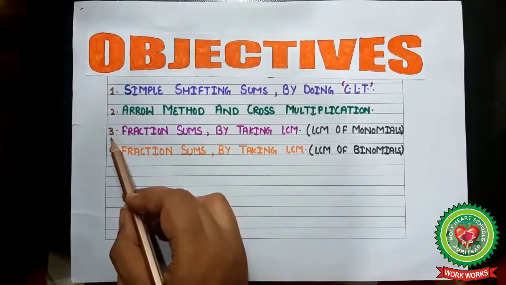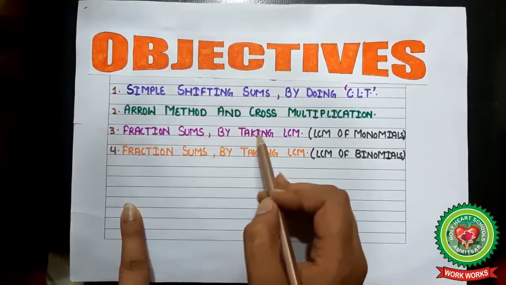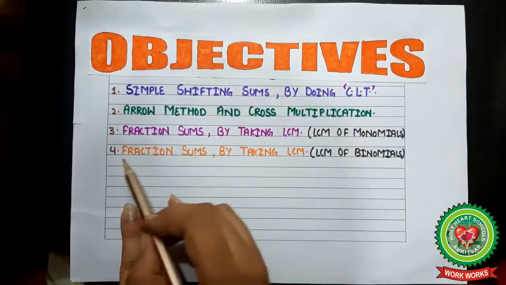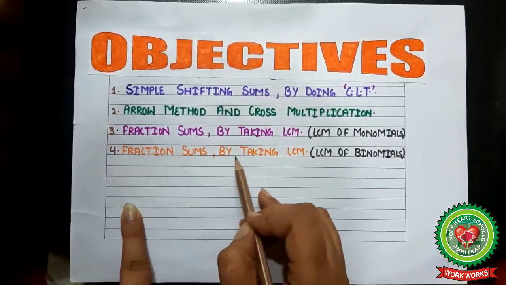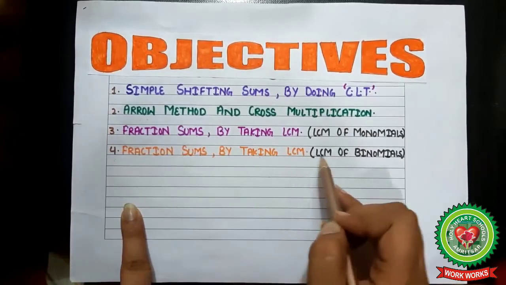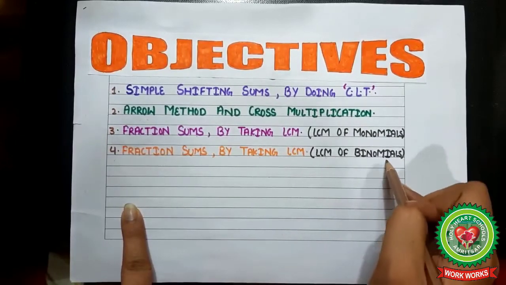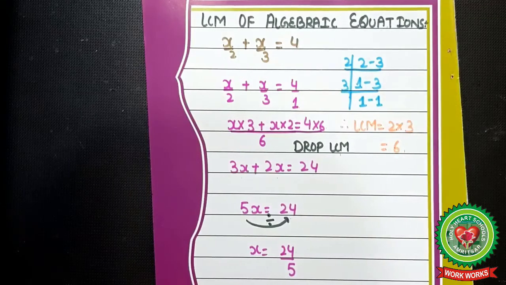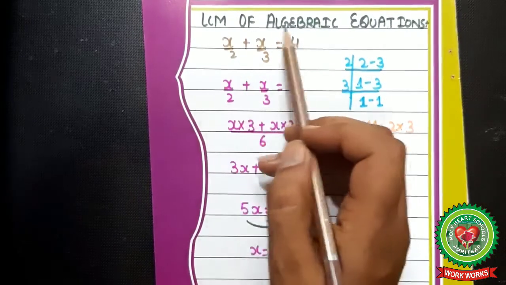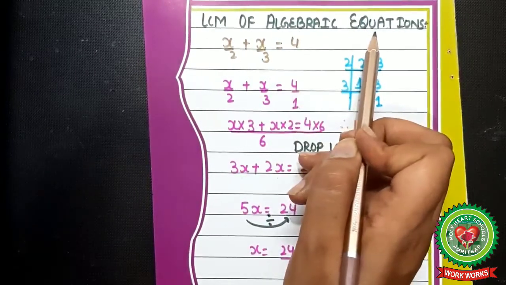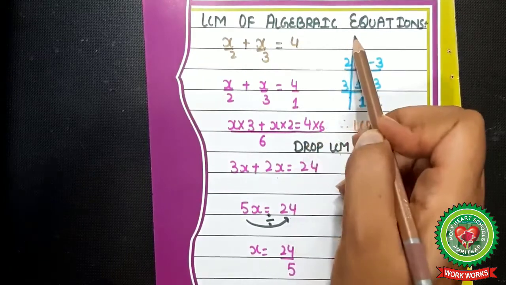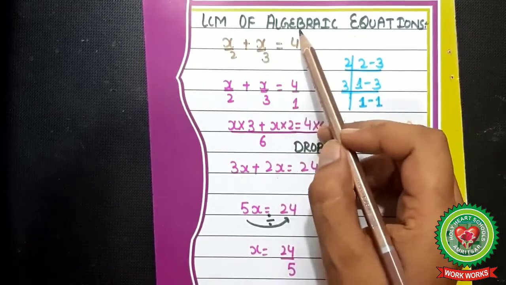Objective number 3 is fraction sums by taking LCM of monomials, and objective number 4 is fraction sums by taking LCM once again, and this time LCM of binomials. Students, before starting with the LCM questions, first of all let us discuss how to take LCM of algebraic equations. Method is same when we take the LCM of fractions. So let's have a look how to take LCM in case of algebra.